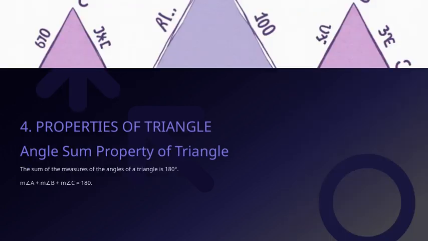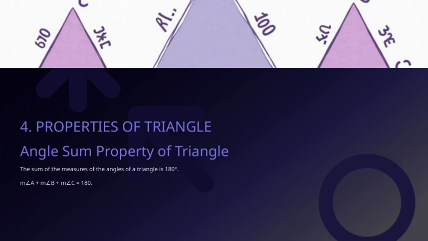Let's talk about the properties of triangles, starting with the angle sum property. This is a fundamental concept that helps us understand how triangles work. Essentially, the sum of the measures of all three angles in a triangle always adds up to 180 degrees. So, if you know two angles, you can always find the third by subtracting their sum from 180. We can write this as MA plus MB plus MC equals 180 degrees.